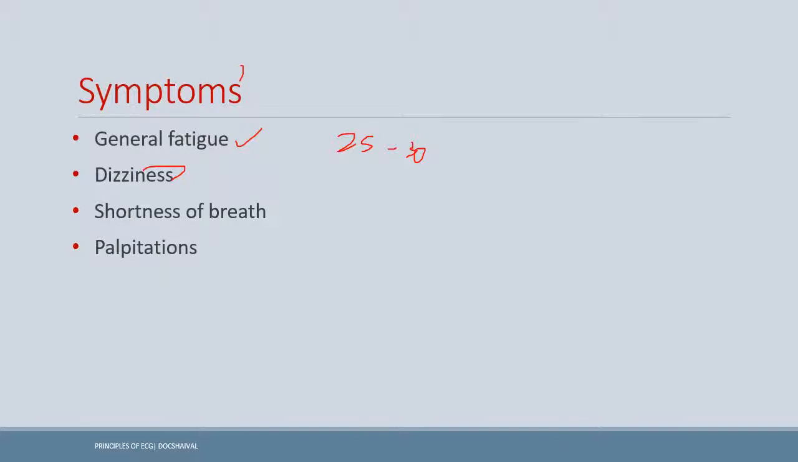Then we have dizziness, because ultimately less blood is reaching, and that blood is actually stagnant, which sometimes may also lead to formation of a clot because of the stasis. Then we also have shortness of breath, because the blood moves back. You can imagine that when blood is staying in the atria, where does it go back? It goes back to the pulmonary circuit. Then sometimes we also have palpitations.